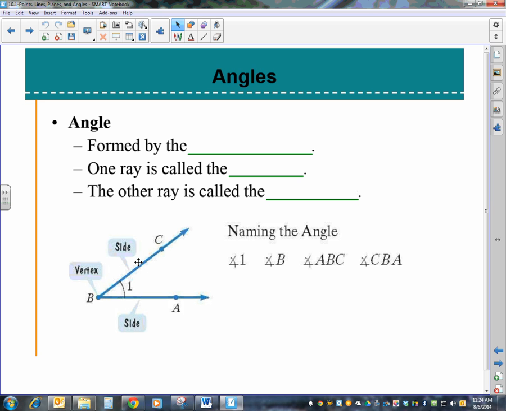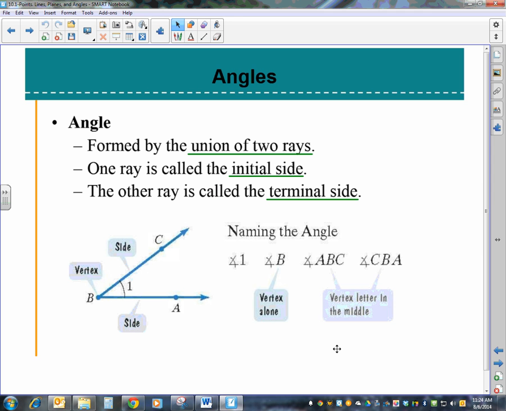Okay, we have angles. An angle is formed by the union of two rays. One ray is called the initial side. The other ray is called the terminal side. Okay, and remember the union of those two rays, where they actually meet, is called your vertex. And the different ways of naming the angle in this picture, you can name it by just using the vertex, which would be B, or if there's a number in it, you can use it with the number. Or if you use three letters, remember that the vertex has to be in the middle of the three letters.